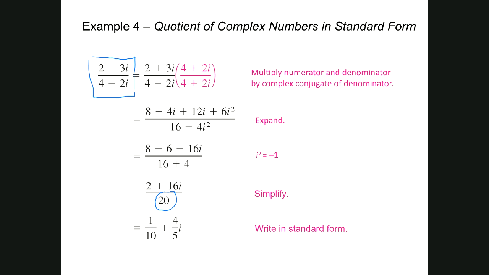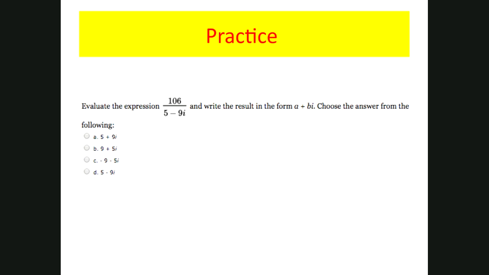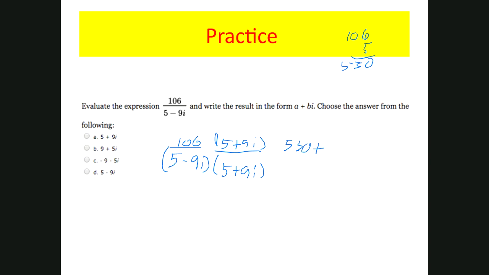So here's an example from our assessment. It wants me to write it in the form a plus bi. So I've got 106 over 5 minus 9i. Well, I know I have to multiply top and bottom by 5 plus 9i. Multiplying the top, that's not too bad. 106 times 5 is 530, plus 106 times 9, oops, that's 954.